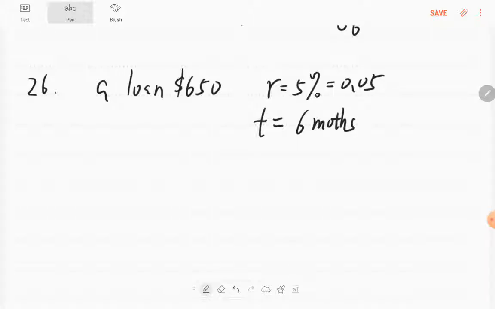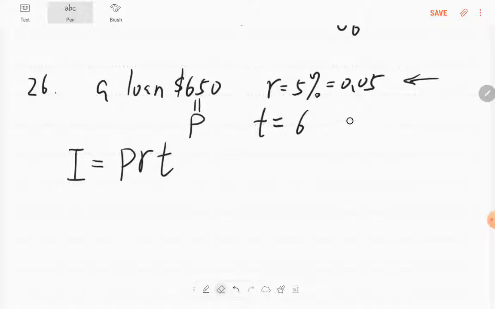But remember, if we use the simple interest formula, it's the principal, P, times R times T. So this T should be in years because this is the annual rate, so it must be in years. So 6 months is equal to 6 over 12, which is equal to 1/2 years, right?